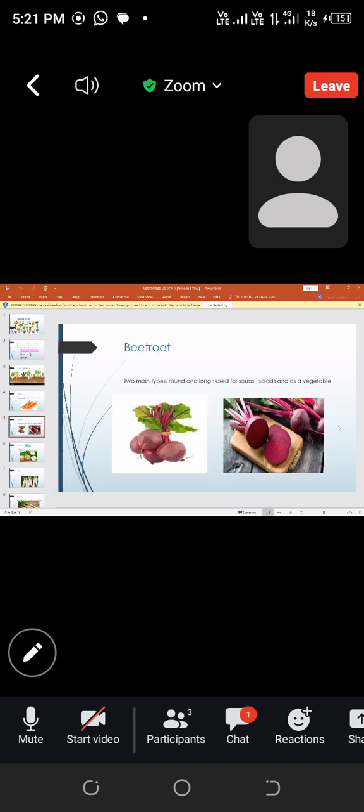Our next presentation is the beetroot. There are two main types of beetroot, round and long, and they are also used for soups, salads, and as a vegetable. As you can see, there are pictures of root vegetables there. We now go to the next root vegetable.